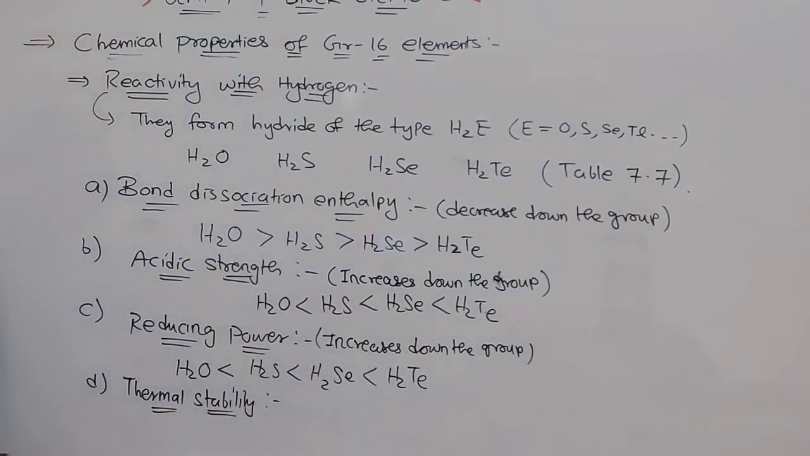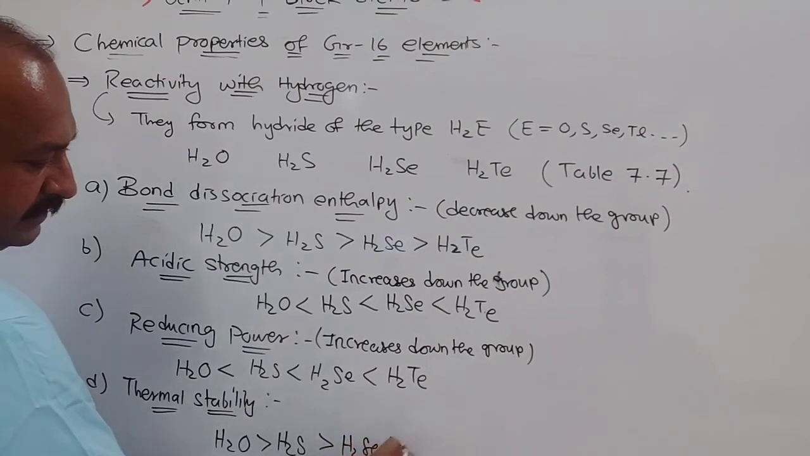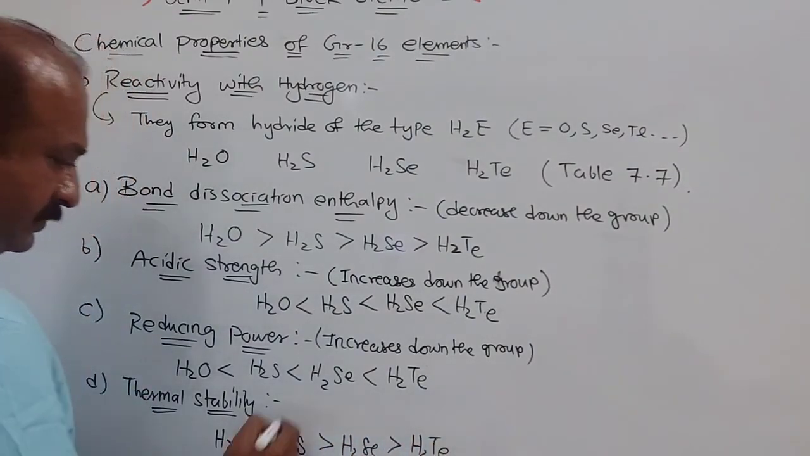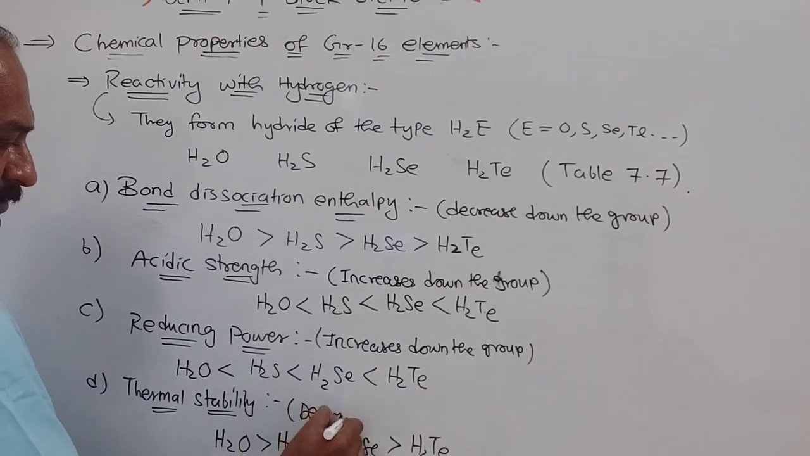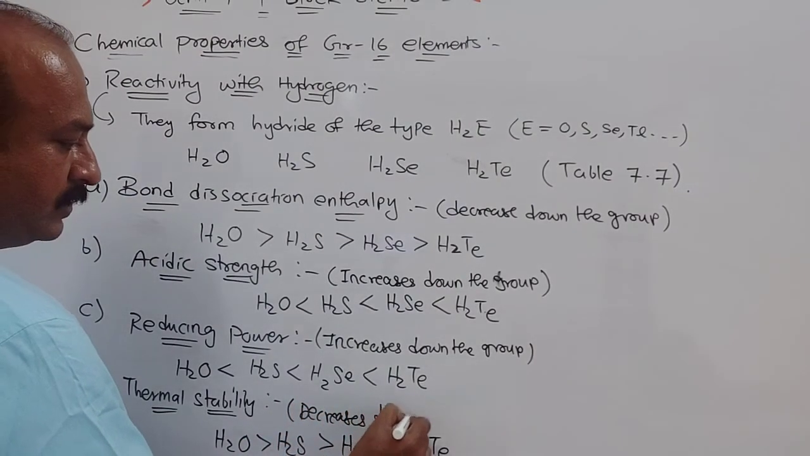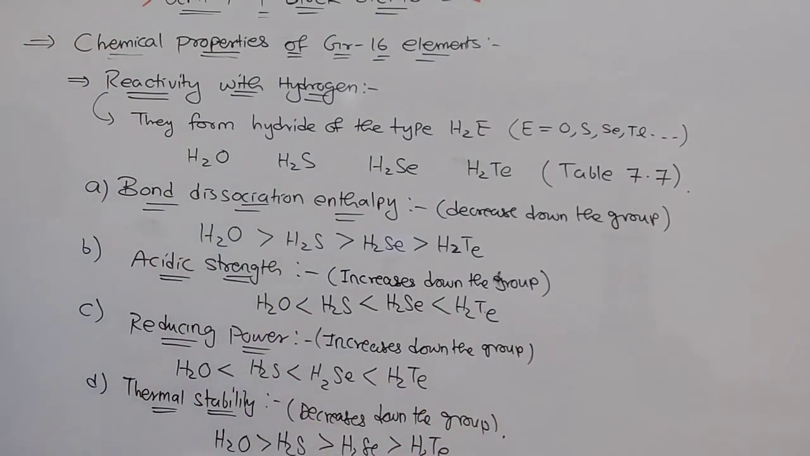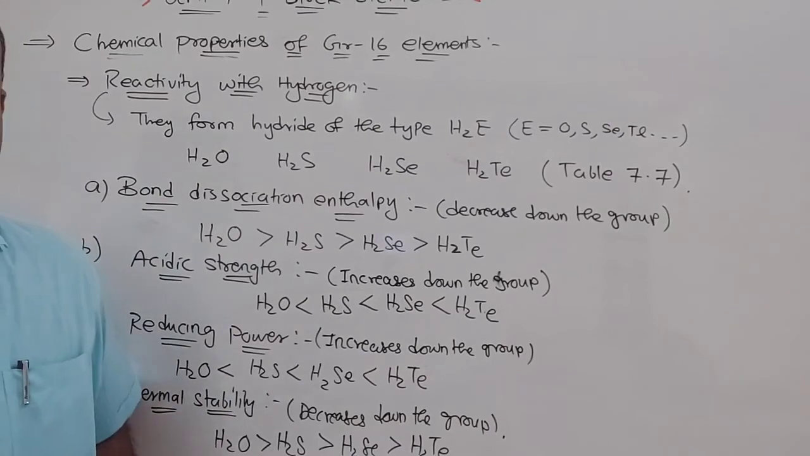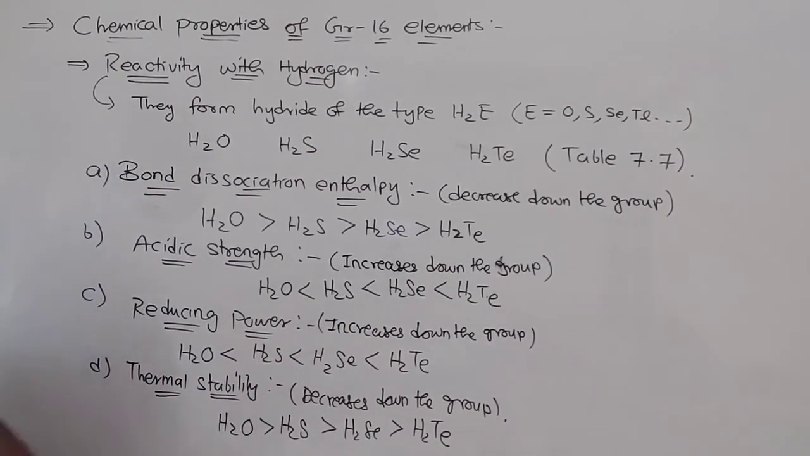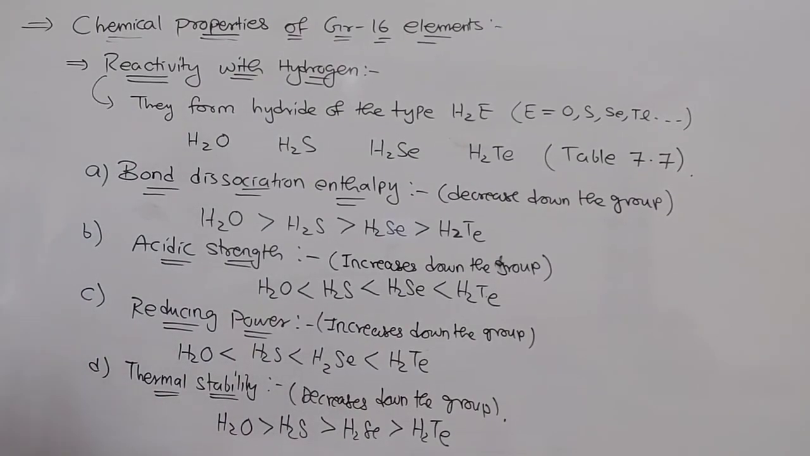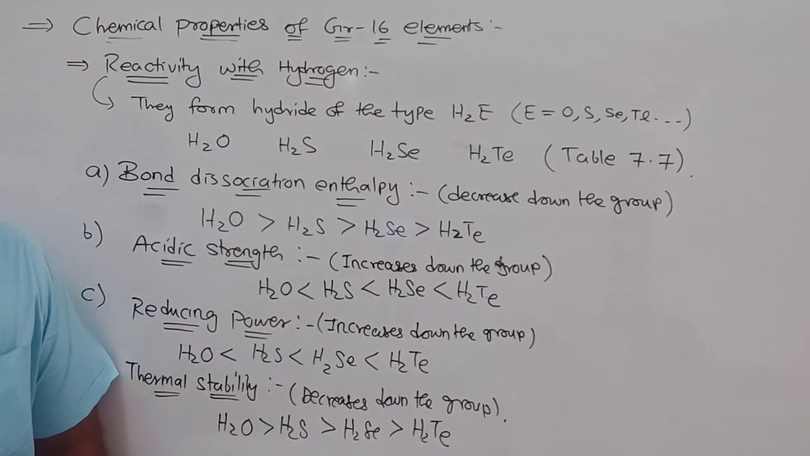Then the last one is thermal stability. It decreases: H2O is greater than H2S, greater than H2Se, and greater than H2Te. So that decreases down the group. So this was all about hydrides, that is reactivity with hydrogen. These are the properties we have seen.